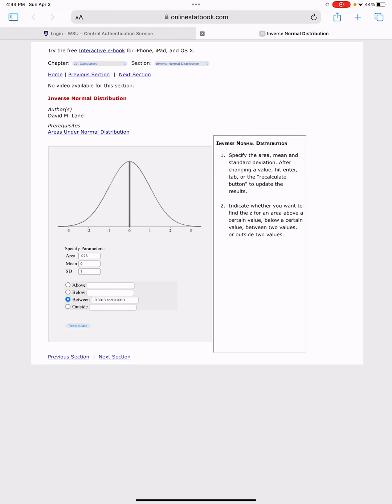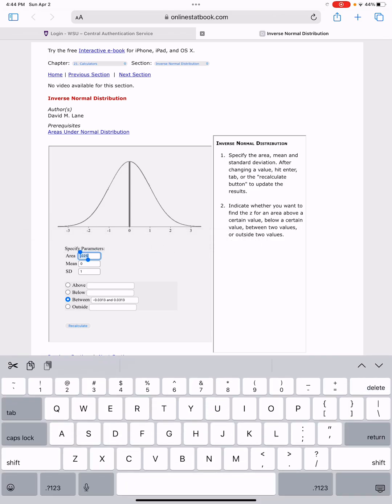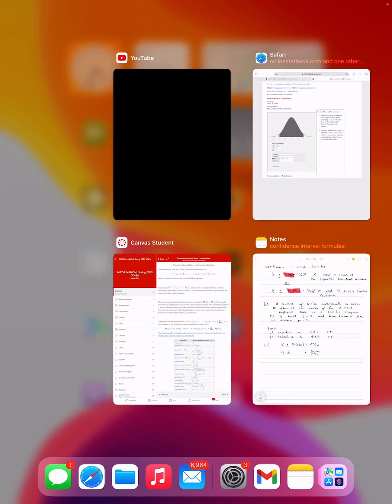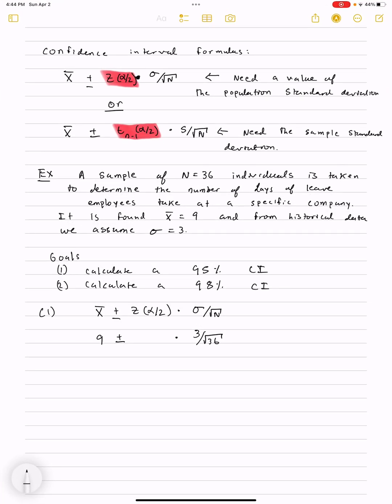Let's go back to being between, where I can just enter the 0.95 and minus 1.96. The numbers are just slightly rounded because of the specificity here. I'm going to go with 1.96 here, and we're going to use that number. Okay, so now let's enter this and calculate it.